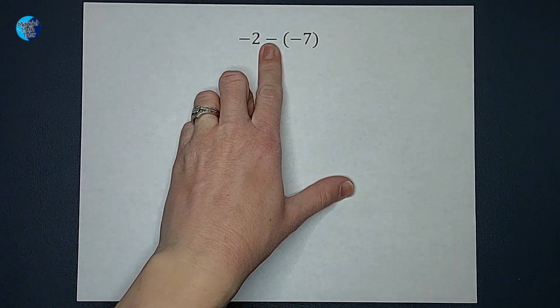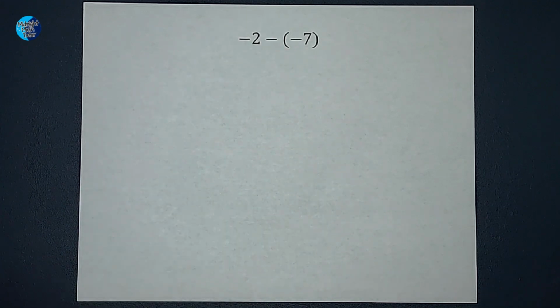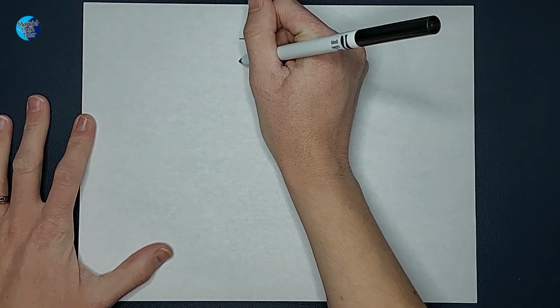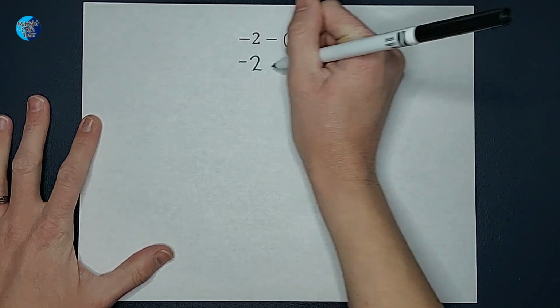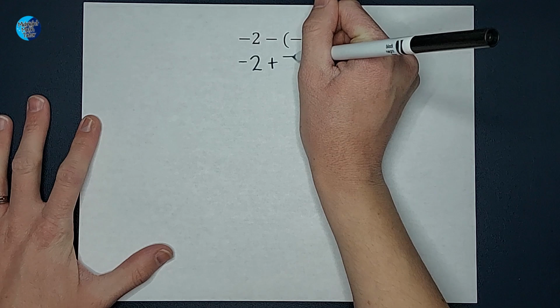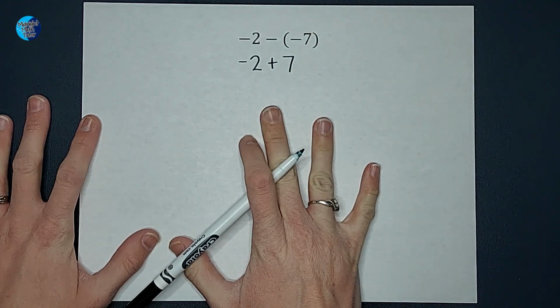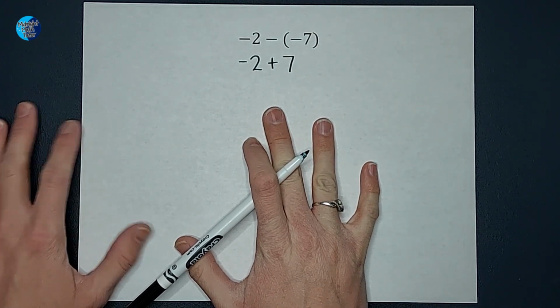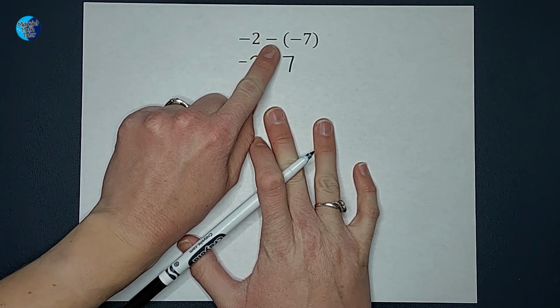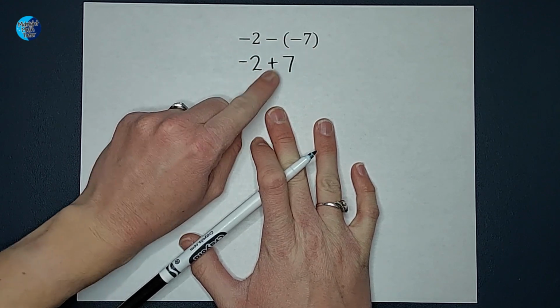So when I subtract a negative, guess what? This is the same as -2 plus 7. Now, before you change the video because you think I'm crazy, let me explain this. So when we take away a negative, it's positive.